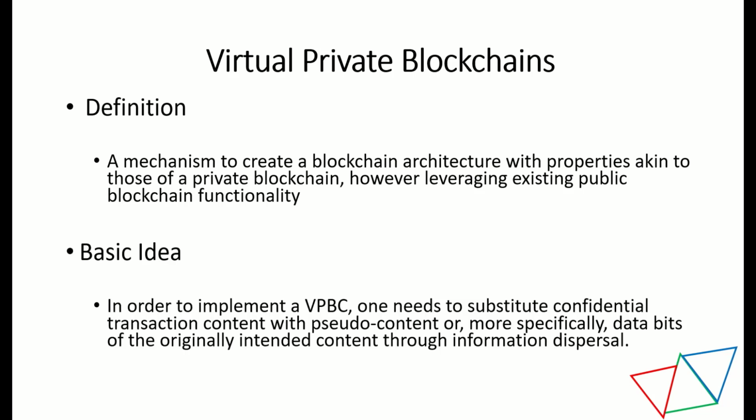To explain this further, we're just going to show this using the basic idea. The basic idea is, in order to implement a VPBC, one needs to substitute confidential transaction content with pseudo content, which is false content in this sense, or more specifically, data bits of the originally intended content through information dispersal. So instead of sending the actual information, what we're going to be doing is splitting up the information and dispersing it through the system or through the blockchain. That's what it is in the most basic terms.